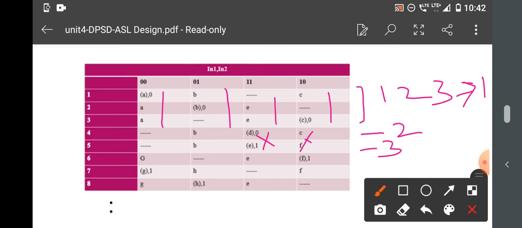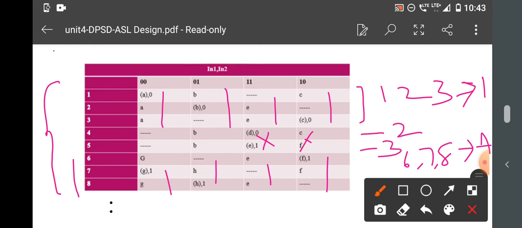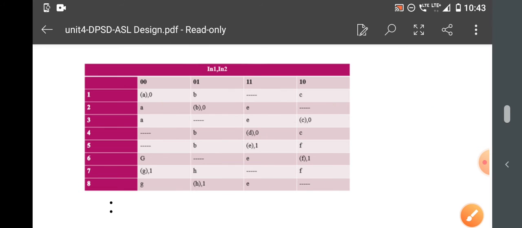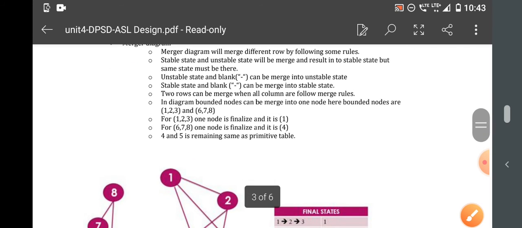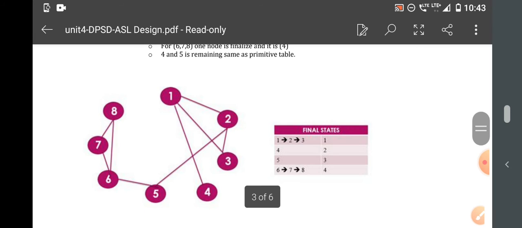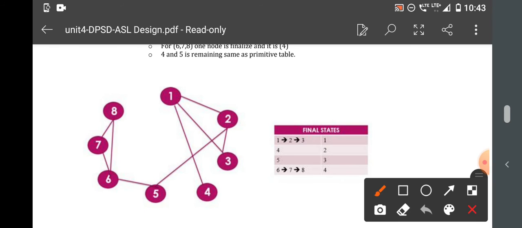And similarly, come to 6, 7, 8: G, H, E, F. All are equal, so you can merge 6, 7, 8 as one state and we call that state 4. Therefore, the total 8 states are reduced to 4 states, and we call this a new merger diagram. See here, I merged the states. This is my final states: 1, 2, 3 is merged into 1, 4 and 5 are 2 and 3, and 6, 7, 8 is merged into 4.